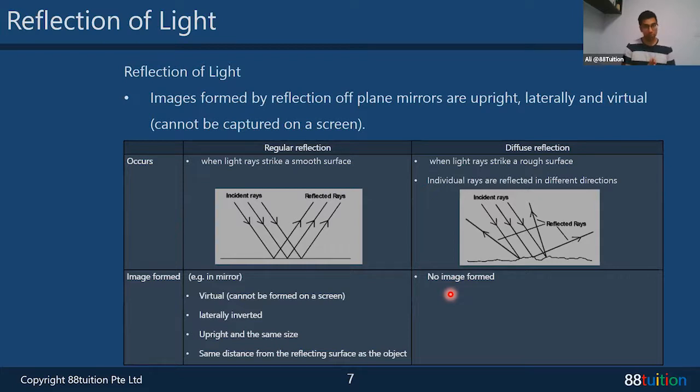So here is where the difference lies. In any question, they may ask you to draw reflected rays on a regular versus diffuse surface. They may ask you to describe the image on the left versus on the right. On the right is very easy. Just say no image formed. On the left, not so easy. You need to know more characteristics like this to be able to write. They won't ask you to write all. They'll just say write 2, write 3. So you may have to remember just 2 or 3 for the purpose of writing in the exams.